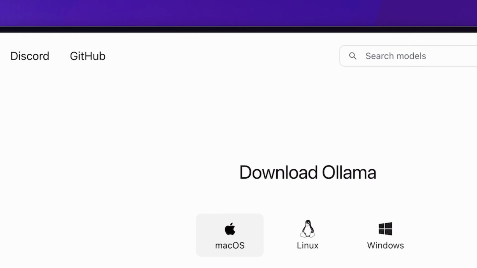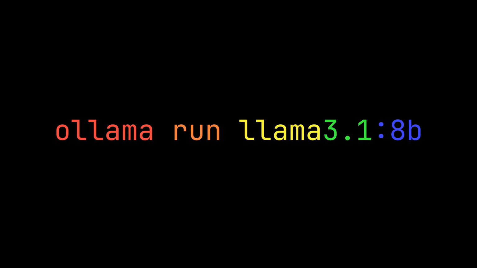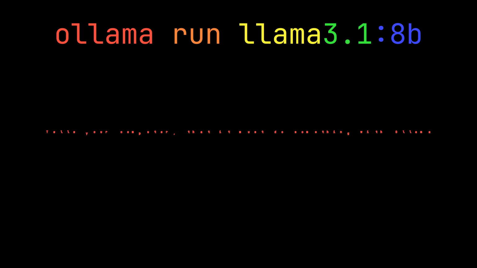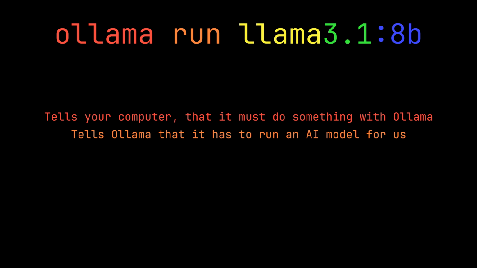Now open your terminal and run ollama run llama3.1:8b. If you understand this command, great. If not, I'll explain it to you. Ollama tells your computer that it must do something with Ollama. Then run tells Ollama that it has to run an AI model for us.